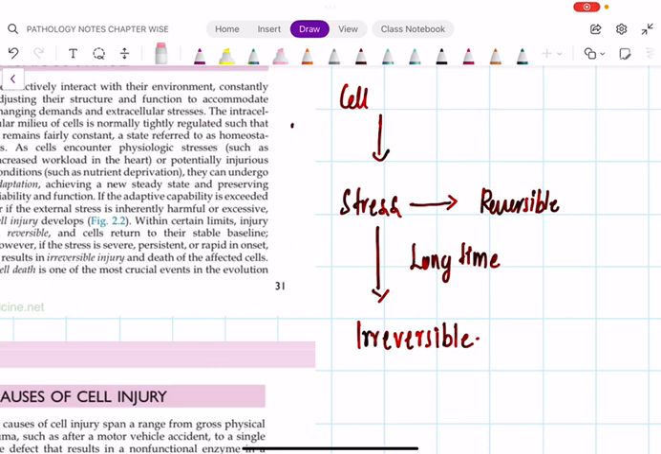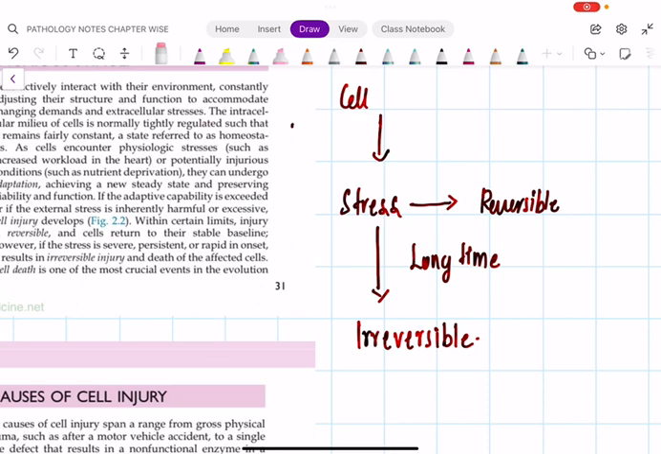What do you mean by reversible? Why is it called reversible? For example, I am taking more cholesterol. That is the reason for my fatty liver. At a particular stage of fatty liver, when I decrease my cholesterol and triglyceride intake, the liver will become normal.